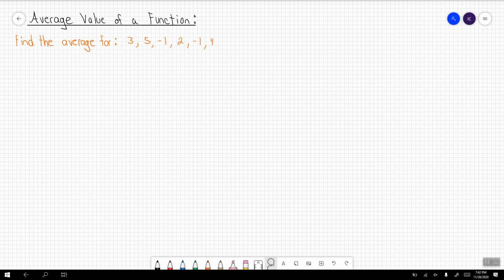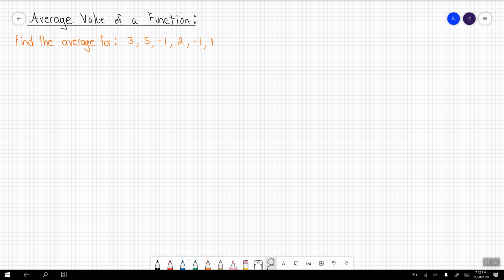Hi everyone, welcome back. Today's video we're going to be looking at the average value of a function. Before we start with the process for how to find this average value of a function, I want to start by looking at this number set that I have here on screen, which consists of 3, 5, -1, 2, -1, and 4. And what we want to do is, again, find the average of that data set.